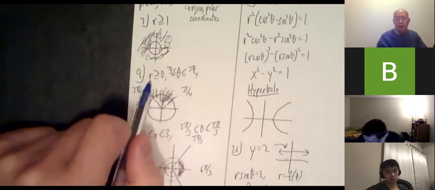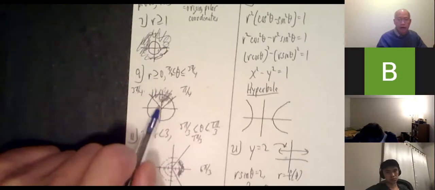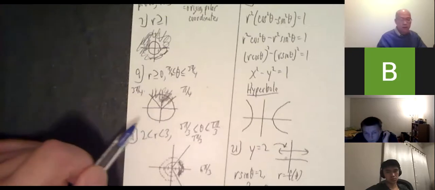And about r greater than or equal to 0, we don't want r negative there. Otherwise, we'd have to walk backwards and include stuff over here. So we want to leave that out in this particular case.